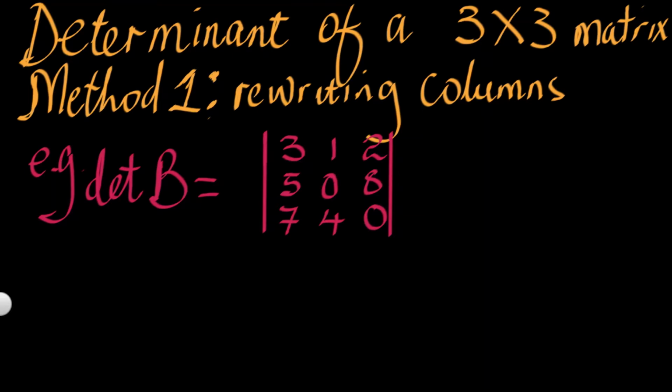I mentioned in the video where I was explaining the determinant of a 2 by 2 matrix that we have what we call major diagonals and minor diagonals. That's the method we're going to apply here. So please pay attention to how you do this.